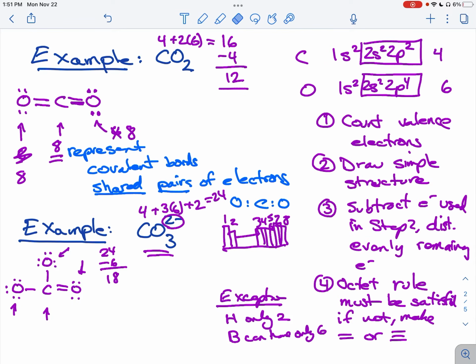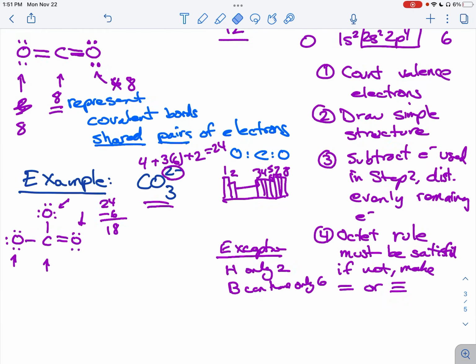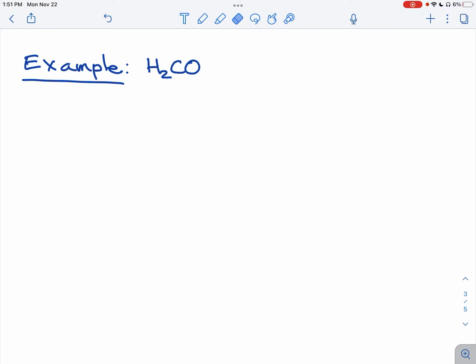Notice that in the subsequent video for this, we talk about what the shapes are. I'm not trying to draw them right now to reflect the accurate shape. I'm just trying to get through drawing the structures. Right. One more example, H2CO.